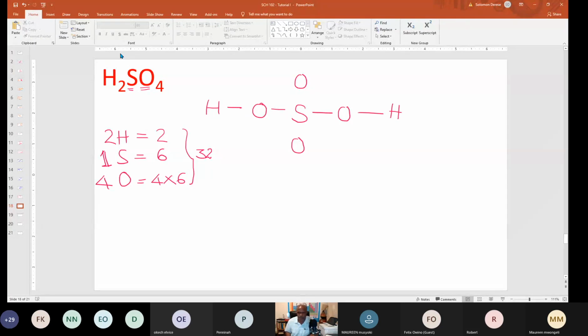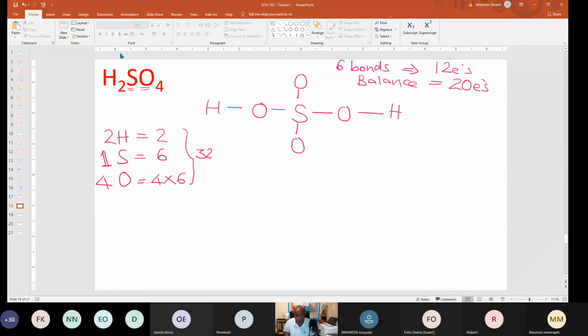So when you look at this, we have formed 1, 2, 3, 4, 5, 6 bonds. 6 bonds means 12 electrons. The valence total is 32. 32 minus 12 is how many? 20 electrons.